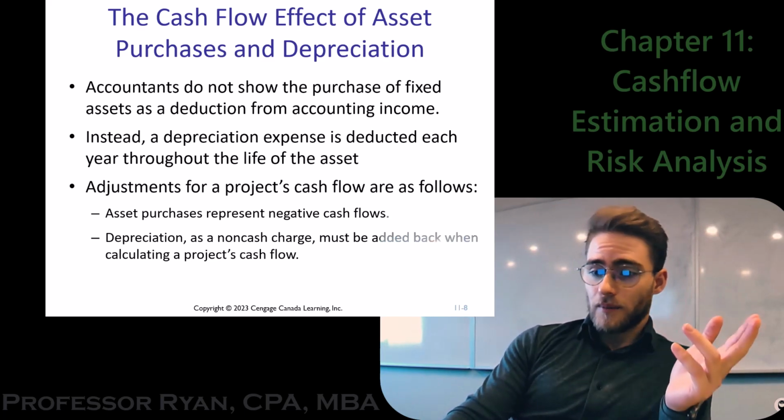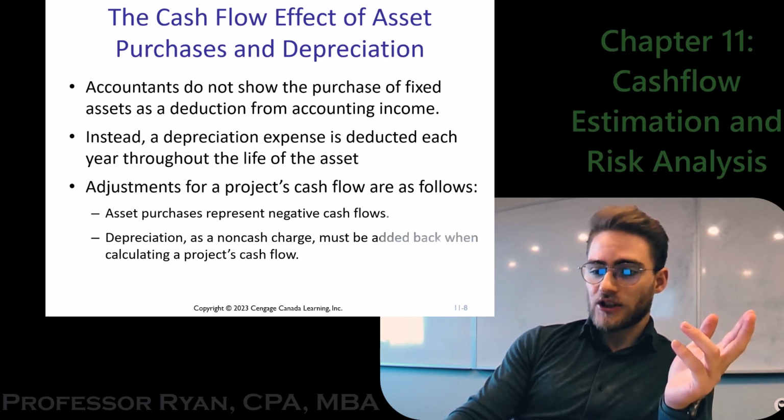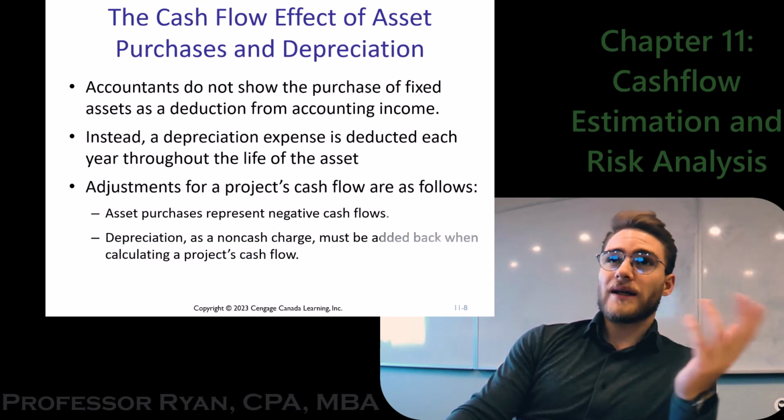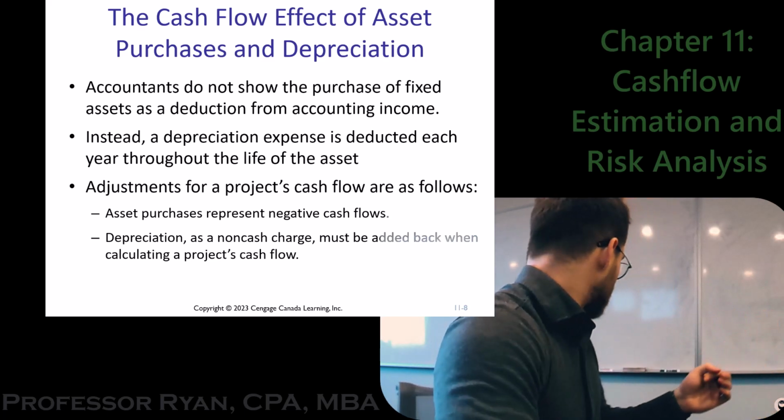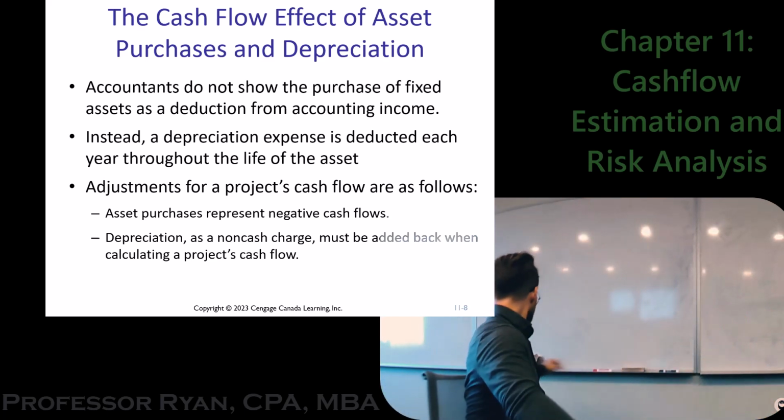So the cash flow effect of asset purchases and depreciation. Accountants do not show the purchase of fixed assets as a deduction from accounting income. So for instance, and this is just a refresher on how amortization works.